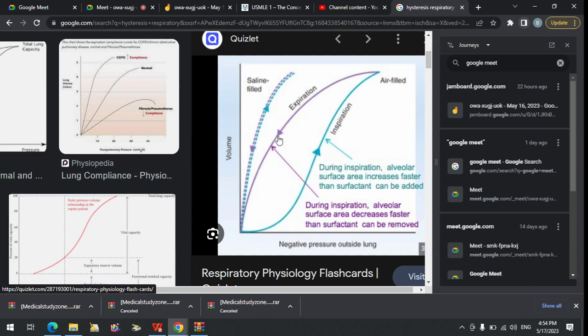So you can see that they put arrows on both curves. Inspiration is going from low volume to high volume. Expiration is going from high volume to low volume.